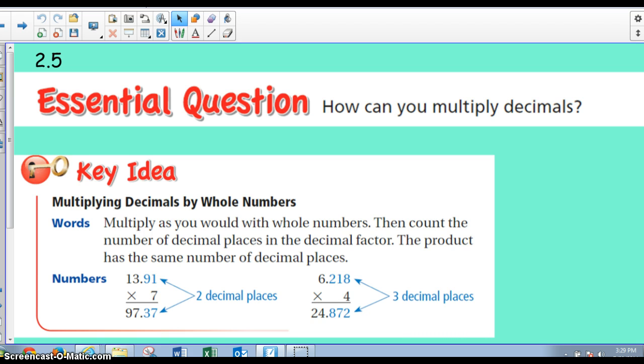Multiplying decimals by whole numbers, write the words, multiply as you would with whole numbers, then count the number of decimal places in the decimal factor. The product has the same number of decimal places. And then write out the two examples. When you're done, come back to this video.